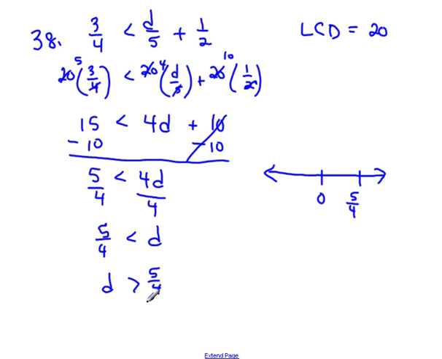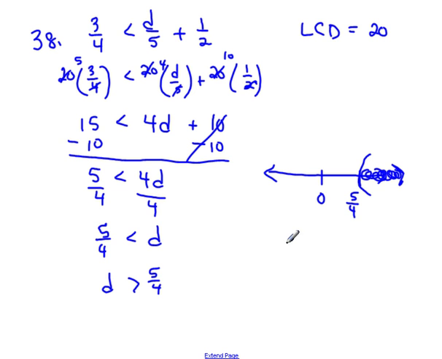Okay, and again, if we look at the inequality symbol, there's no equal sign, so we will use a parenthesis on the 5/4. And then this is greater than, so we are shading to the right numbers that are greater than 5/4. There's your number line graph, and now from the graph, determine your interval.